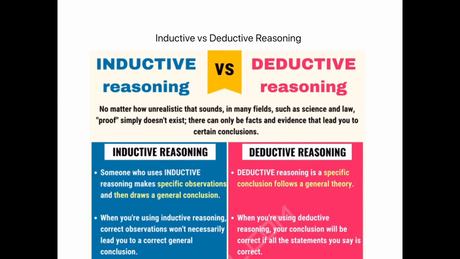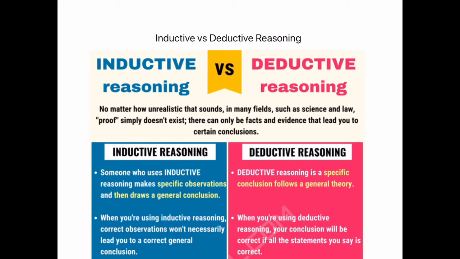So let's jump right in. You've probably heard of deductive reasoning before, and I know that you have used it before. Anytime you do scientific method or something like that, you're using deductive reasoning. So deductive reasoning usually goes from a general statement, and then it brings it down to something very specific. And you can make sure when you're using deductive reasoning that the conclusions are correct if all the statements that you say are correct. Inductive reasoning is the opposite of that.